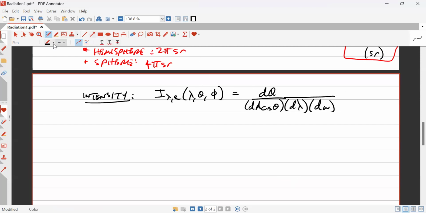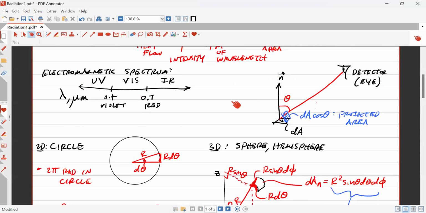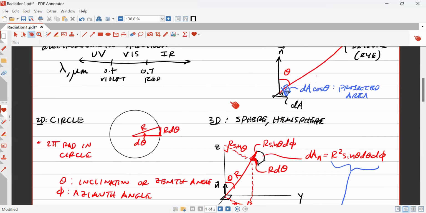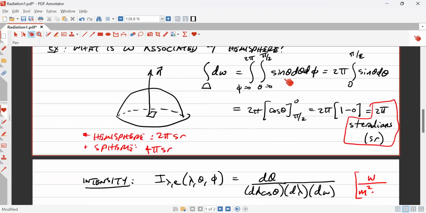If you look at the units associated with intensity, heat, in SI units, we usually do watts. Projected area is just going to be square meters. For lambda, we go back up to our little diagram here of the spectrum. We see that it's generally listed in terms of microns or micrometers.